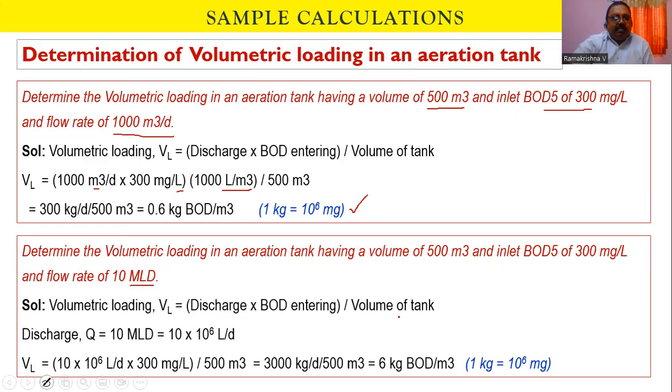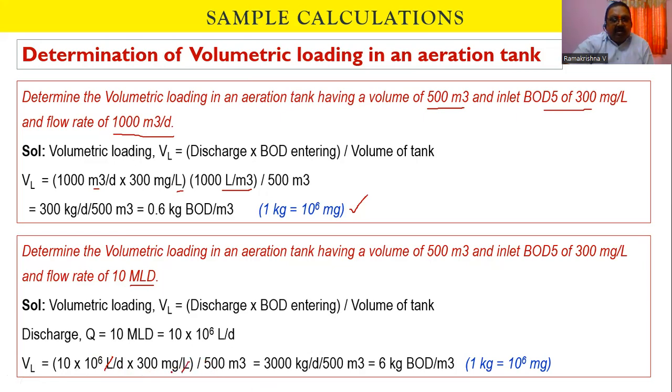The formula is the same. So discharge is equal to 10 MLD. Therefore 10 MLD means 10 into 10 to the power of 6 liters per day. So 1 million liters is equal to 10 to the power of 6 liters. So 10 into 10 to the power of 6 liters per day. You are multiplying all these things here: 10 into 10 to the power of 6 liters per day is the discharge, multiplied by 300 milligrams per liter. Now what you are seeing here is both sides we have liters and liters. Liter gets cancelled out here.